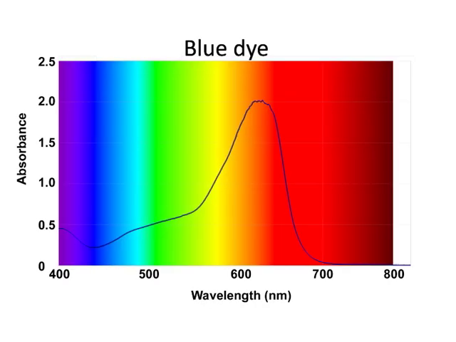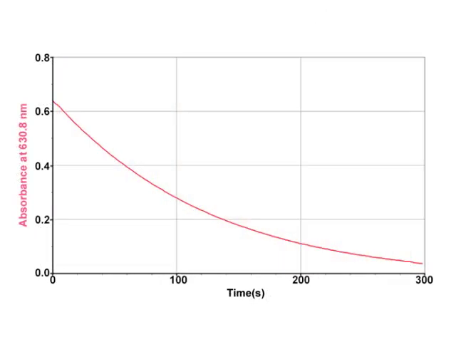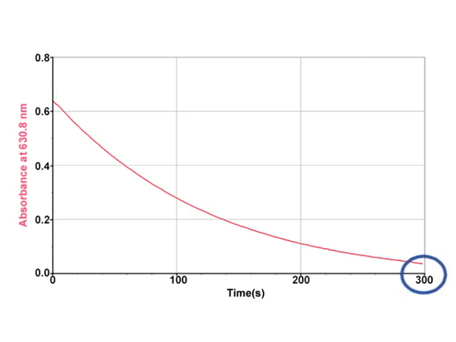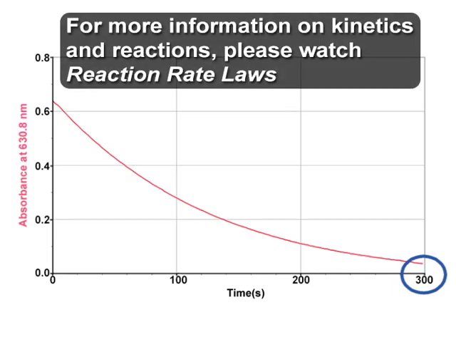The initial absorbance spectrum of the blue dye sample is shown. The background colors show the colors of light in the visible spectrum. The blue dye has an absorbance maximum at about 630 nanometers. The kinetics of the reaction between blue dye and bleach was measured over time. The absorbance of blue dye decreases over time as it reacts with the bleach. The absorbance reaches near zero after 300 seconds, indicating that the reaction has neared completion. For more information on kinetics and reactions, please watch the JoVE Science Education video, Reaction Rate Laws.